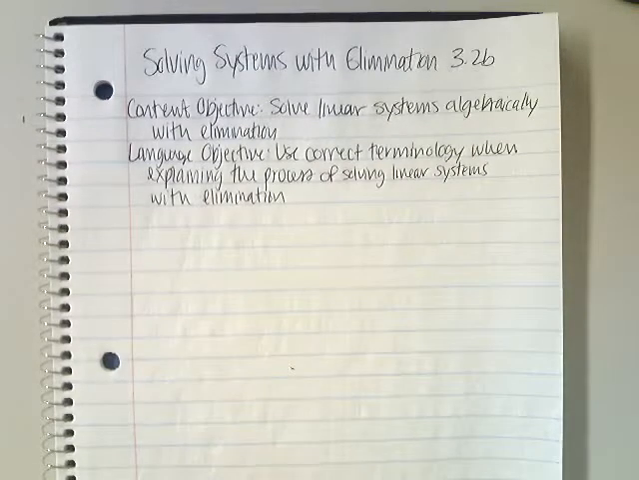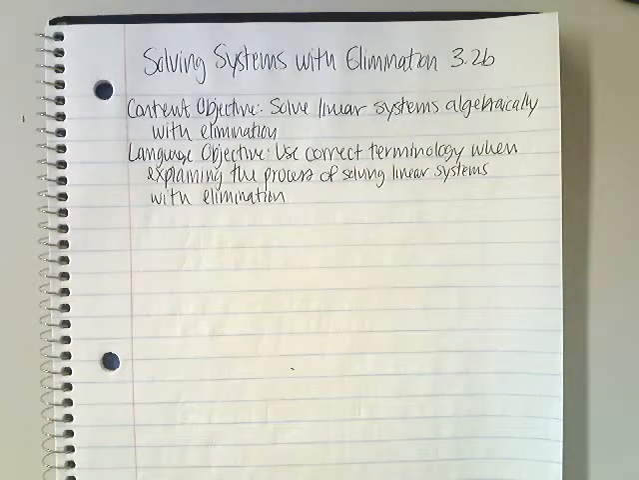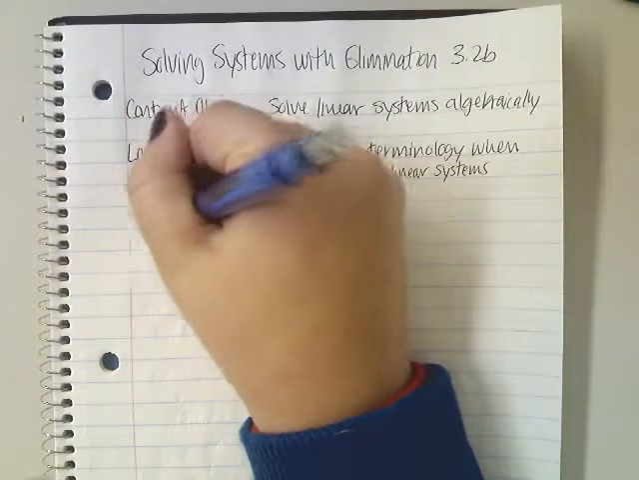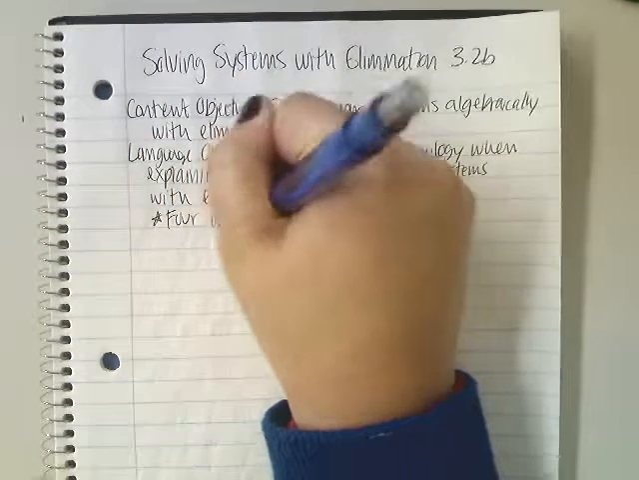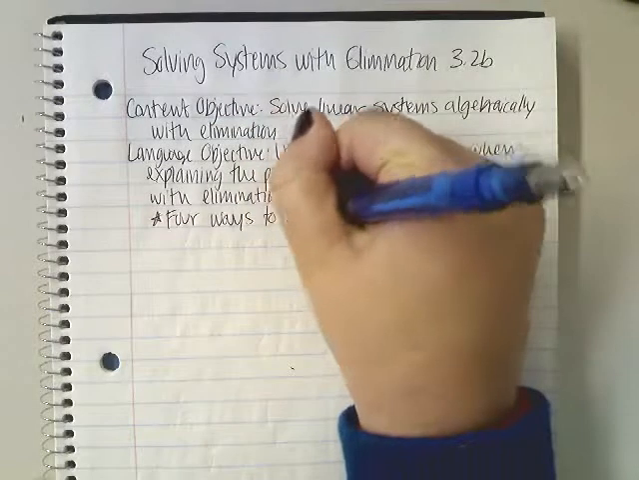Okay, so today's notes are on solving systems with elimination, and our content objective is going to be to solve linear systems algebraically with elimination. Our language objective is to use the correct terminology when explaining the process of solving linear systems with elimination. So just as a reminder, there are 4 ways to solve a linear system.